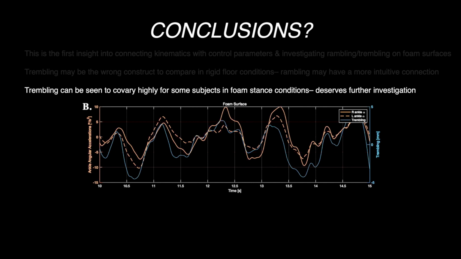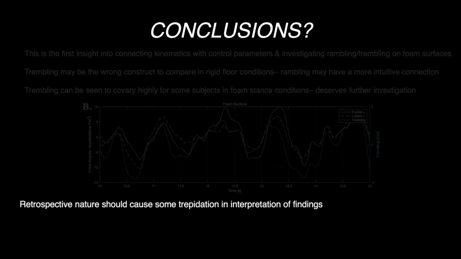Again, rambling is going to be the active search process by the central nervous system. Trembling is the variation around that active search process. So perhaps in rigid surface conditions, there might be a stronger correlation between rambling and ankle angular accelerations, not necessarily trembling. However, the strong covariation seen in the data here deserves further explanation. Again, we're seeing this positive covariation here at a zero time lag. These things are happening simultaneously.